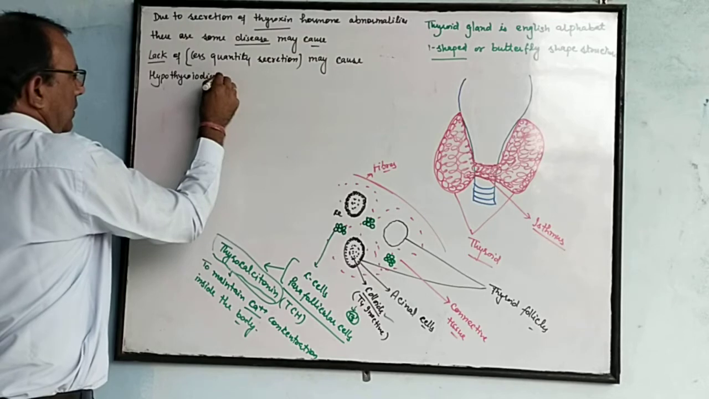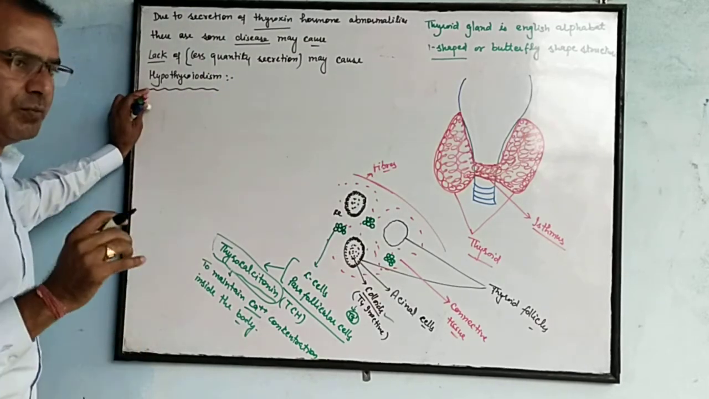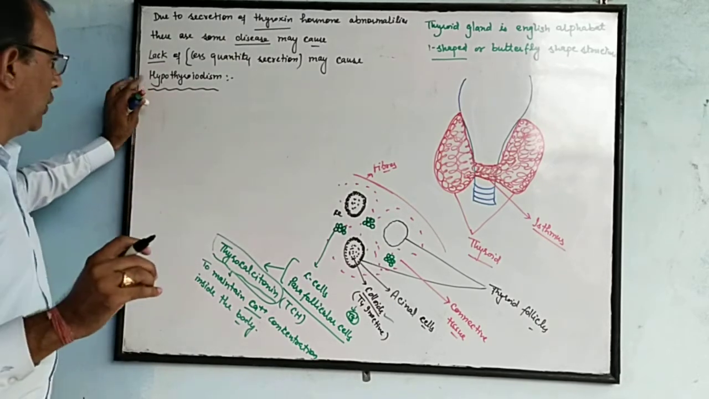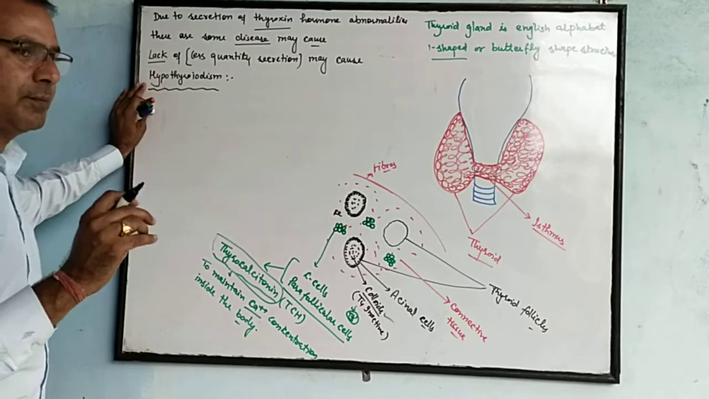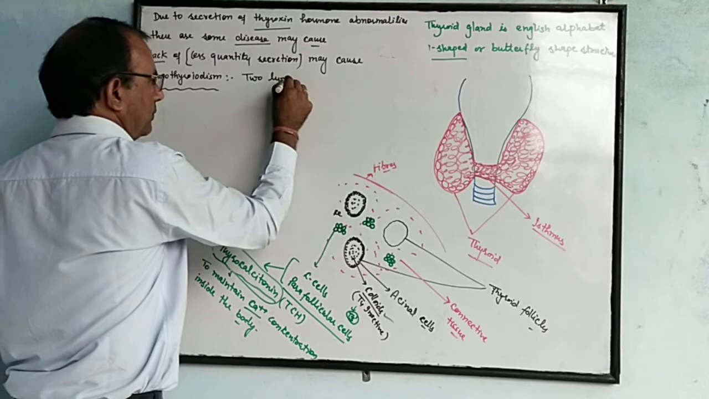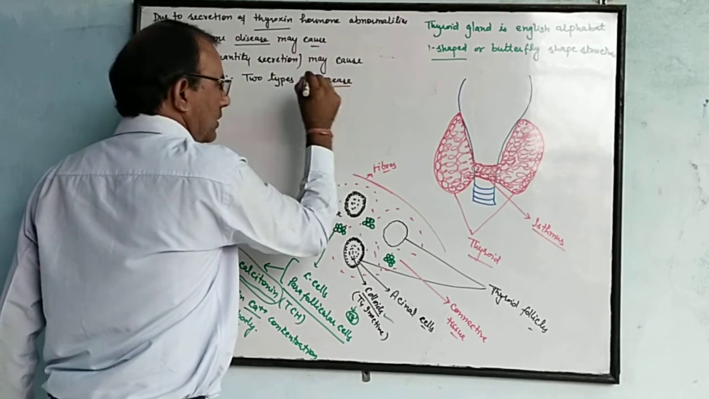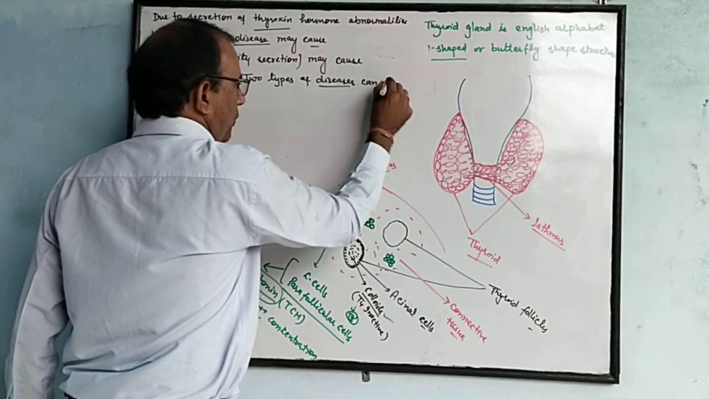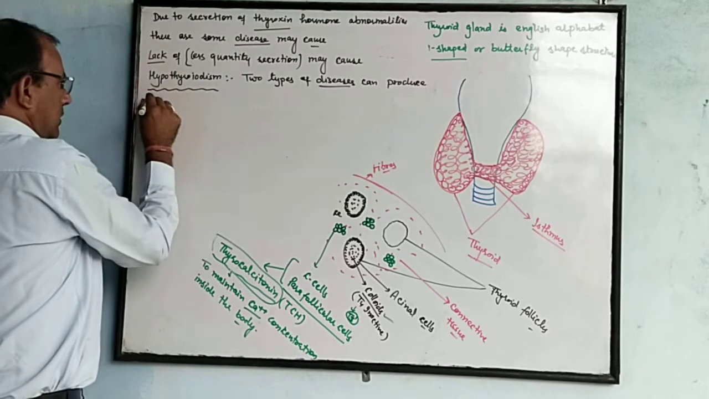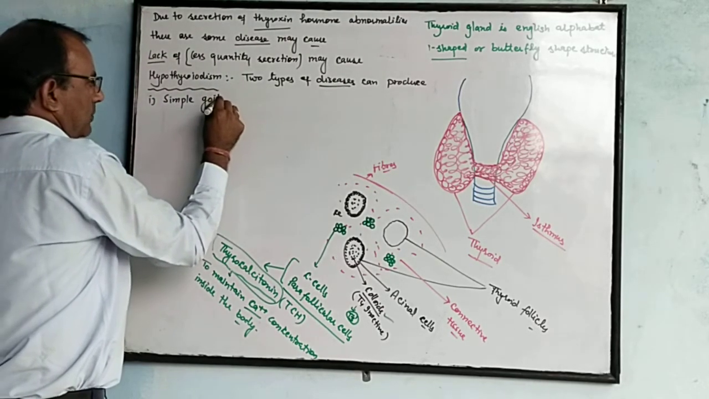Hypothyroidism. In this condition, what is hypothyroidism? It means the secretion of thyroxine hormone is less. Due to hypothyroidism, two types of disease can be produced. One is simple goiter.